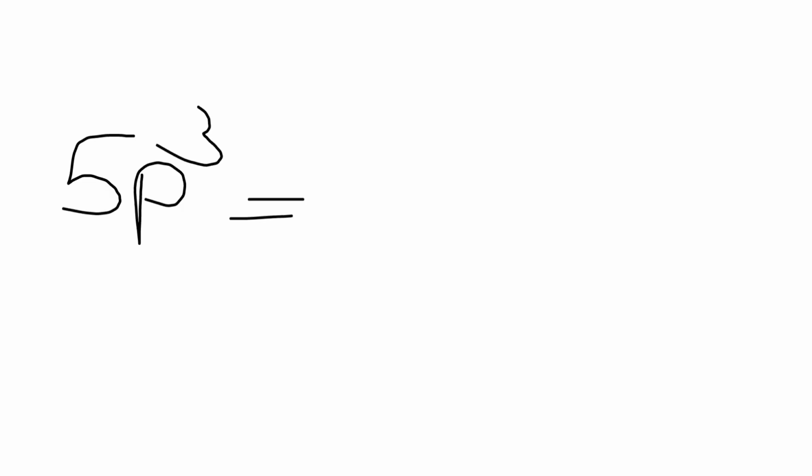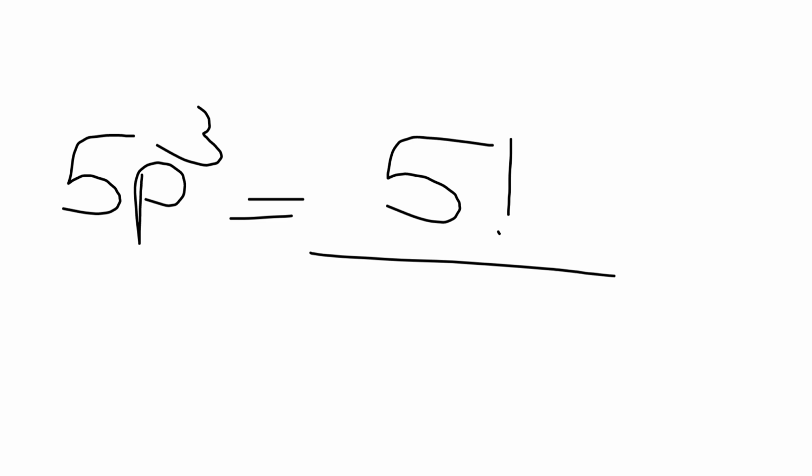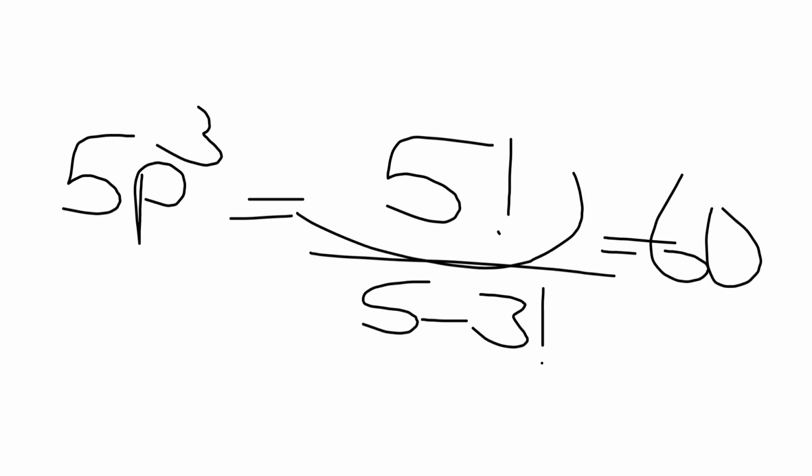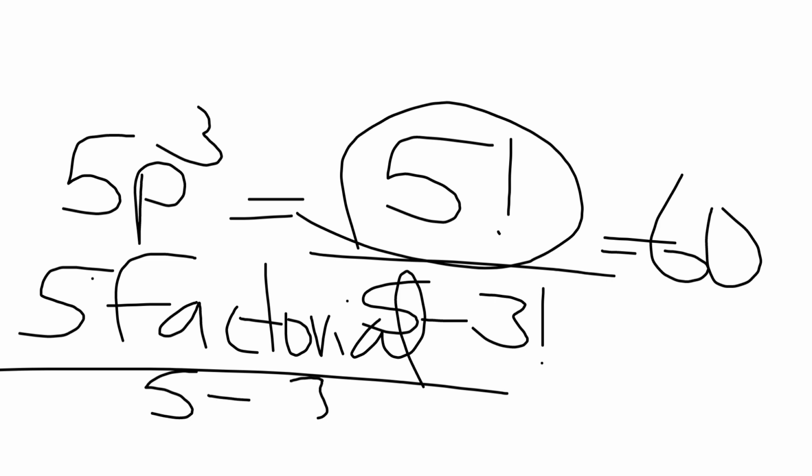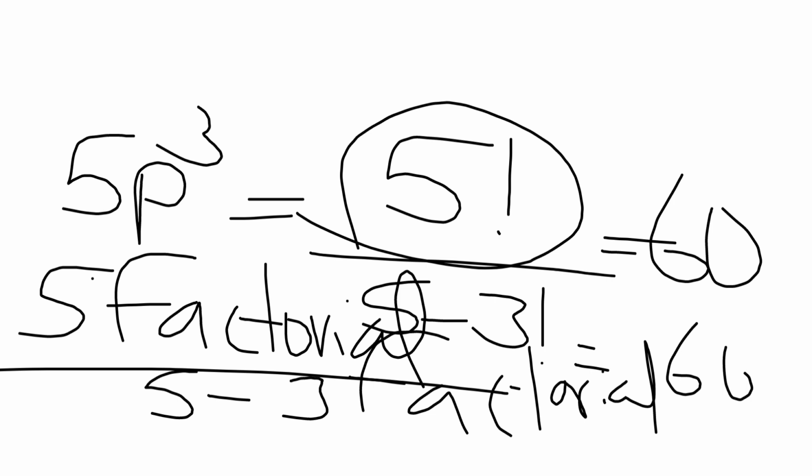If I have, for example, 5P3, it's 5 factorial over 5 minus 3 factorial, which equals 60.